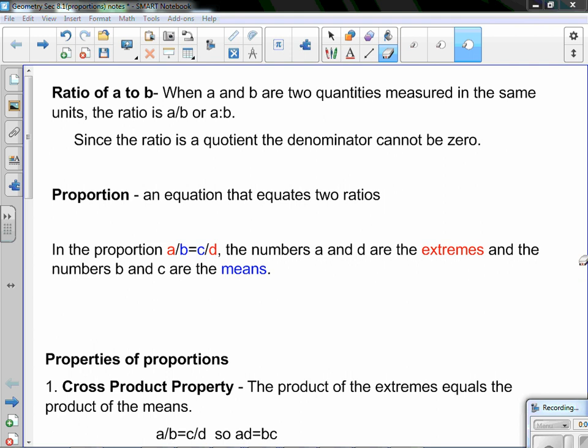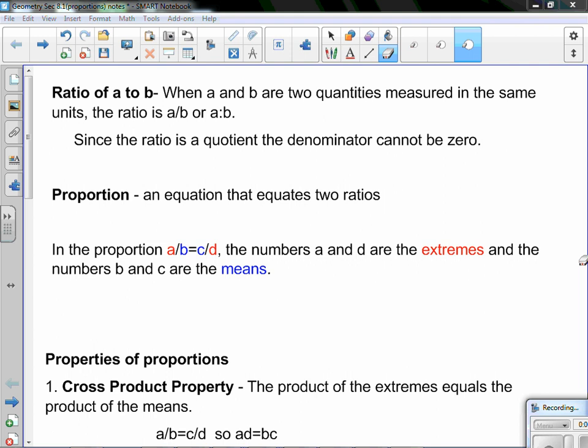All right, so section 8.1, all about ratios and proportions. And so a ratio of A to B is when A and B are two quantities measured in the same units. So it's got to be both in feet, both in inches, both in ounces, whatever. You can't have feet and meters, ounces and yards. It's got to be all the same units to be considered a ratio. And a ratio is just a quotient or fraction in most cases.